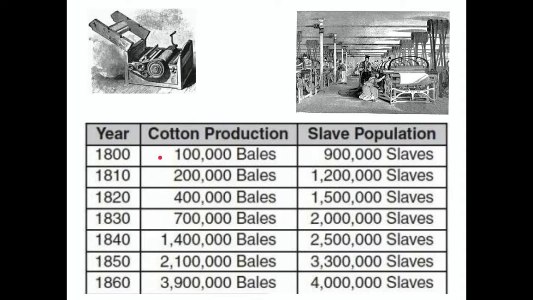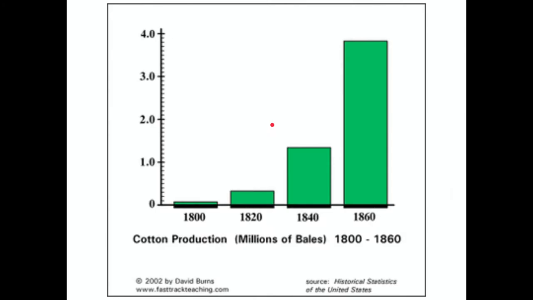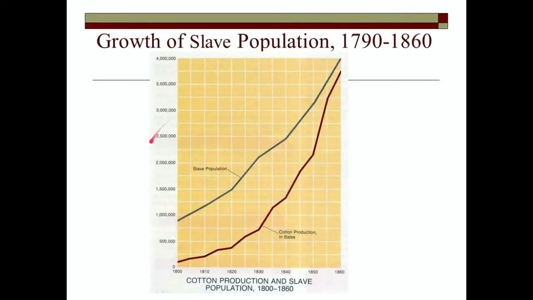And this is one reason why right here, the cotton production, the invention of the cotton gin and the spinning jenny and textile mills, they create this huge demand for cotton. And as cotton goes up and cotton production goes up, the number of slaves goes up too. Here's another way of looking at it. This is what happens with cotton production in the United States. It skyrockets. And along with that, as cotton production goes up, the enslaved population goes up as well.